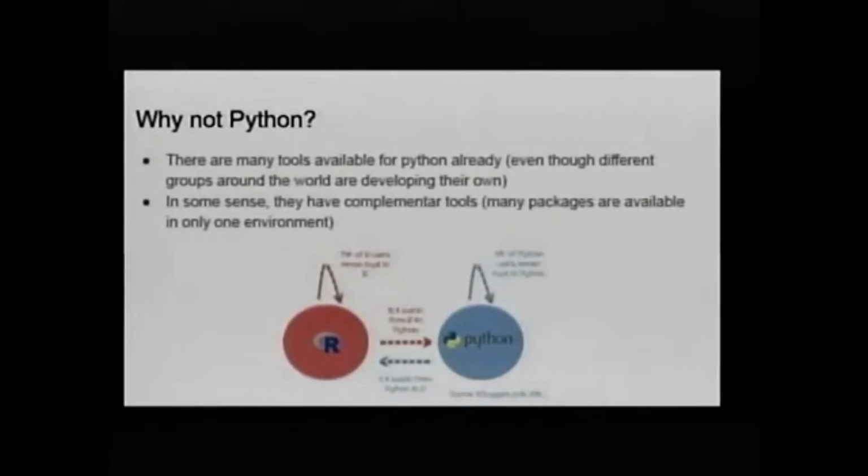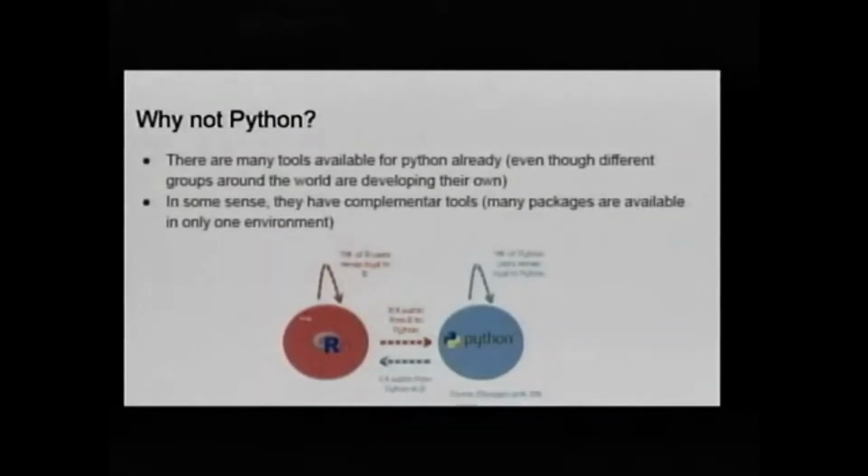Why not Python? Well, because there are many Python packages already available, and we decided to implement in R, like I said, to open the box, to be able to use tools that are only available in the R ecosystem. The graph is not good, but basically it says that 75% of people who use R only use R, and 95% of people who use Python only use Python. So there are things that are only available in one of those systems.